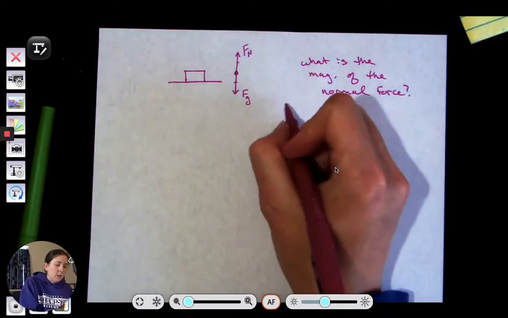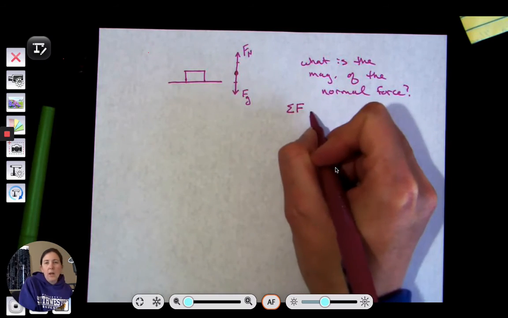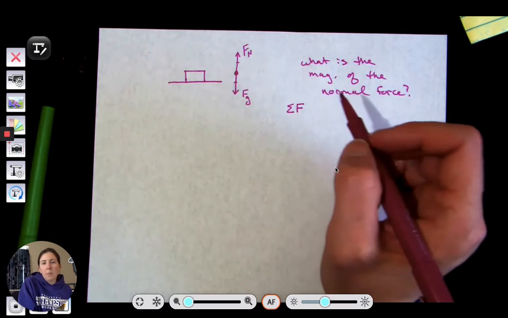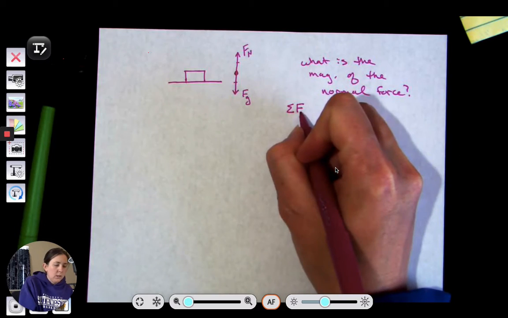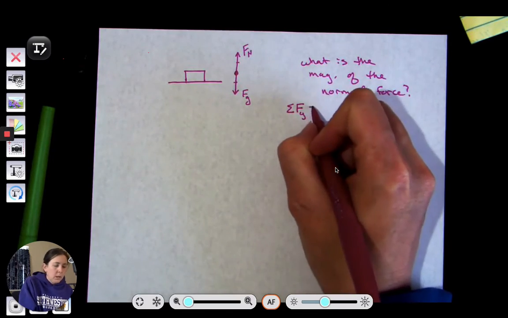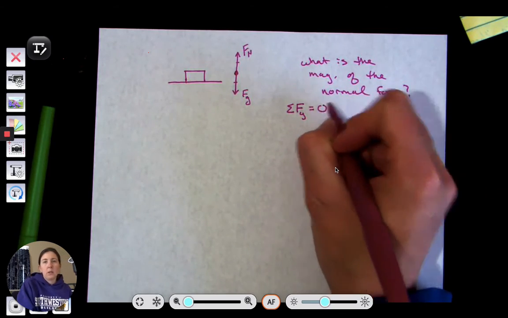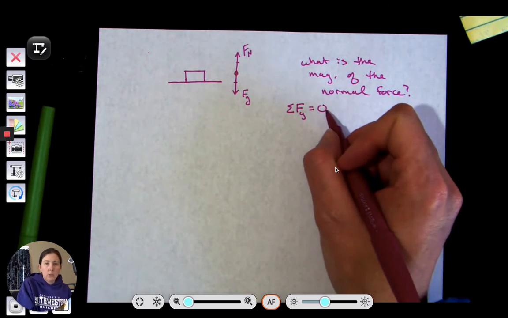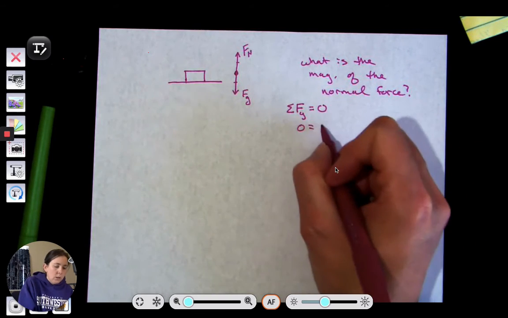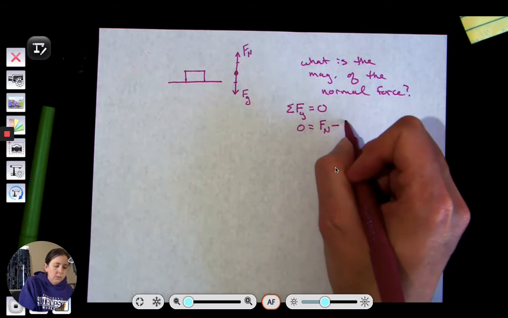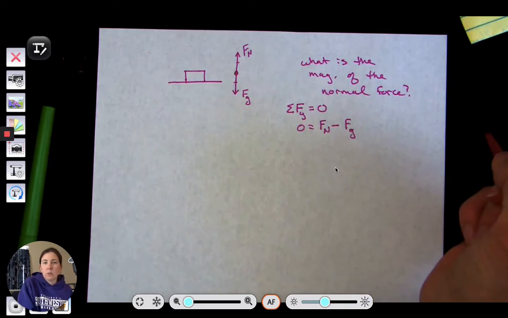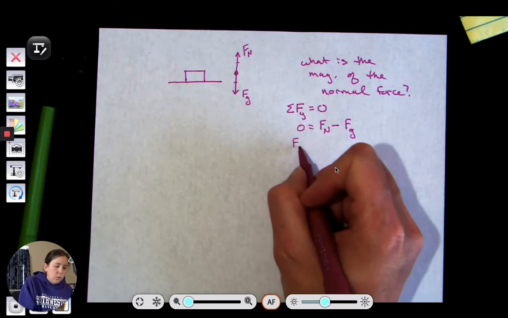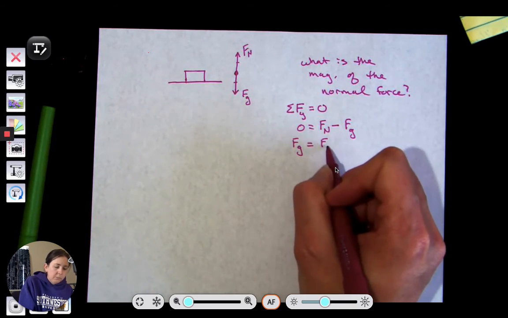Well, I sum my forces, and in this case I only have one direction. I only have the y direction, but I'm going to go ahead and just say I sum the forces in the y direction. That's going to be equal to 0 because I'm in equilibrium. So the sum of the forces in the y direction equals 0, which means the normal force minus the force of gravity is going to be equal to 0. Or I can move this to the other side. The normal force equals the force of gravity.